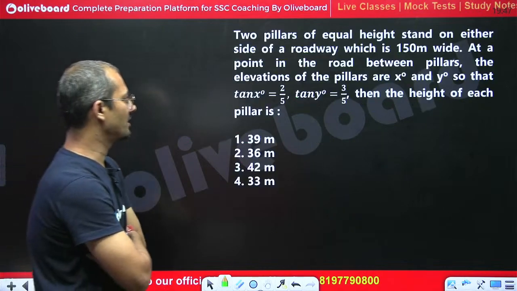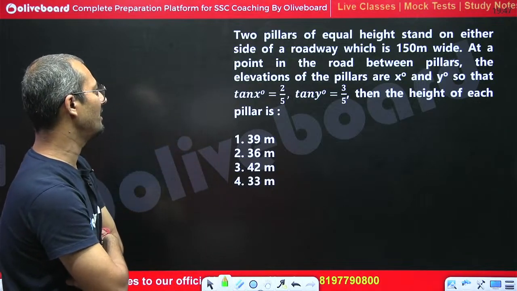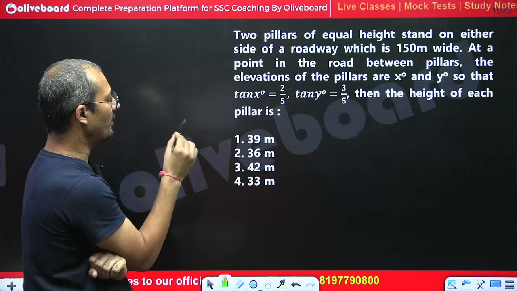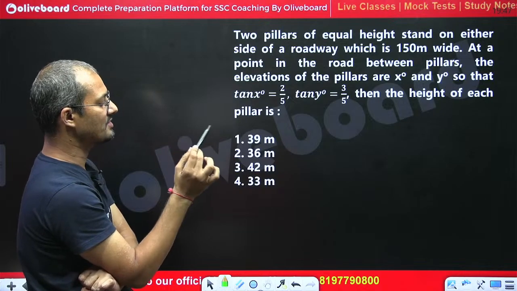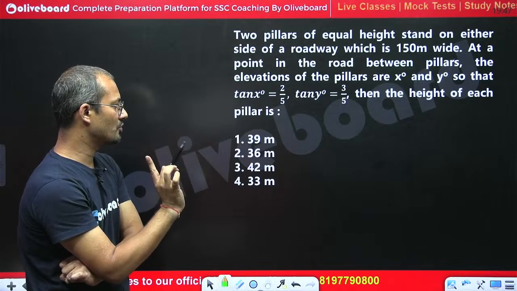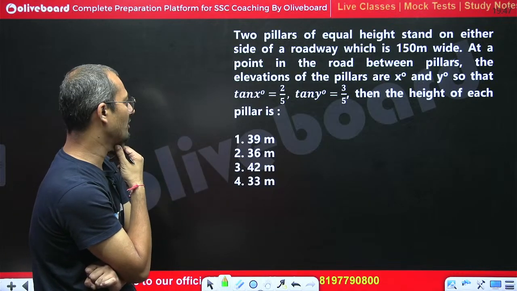Moving to the next question. Two pillars of equal height stand on either side of a roadway which is 150 meter wide. At a point in the road between the pillars, the elevations of the pillars are x degree and y degree, so that tan x is equal to 2 by 5 and tan y is 3 by 5. Then the height of each pillar.